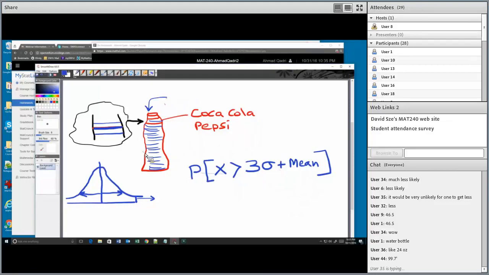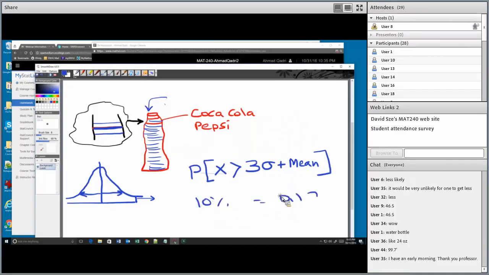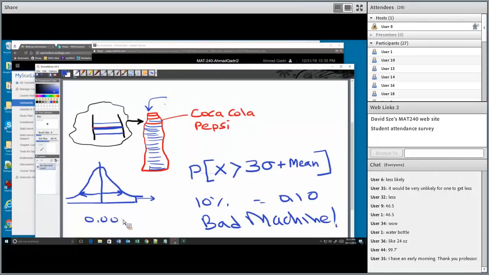You can use anything like StatCrunch to calculate the probability that that would happen. If that probability is like 10%, for example 0.10, bad machine, right? It should not be that high. It should be almost like the answer we calculated, 0.0003 or something. The probability of overfilling is very, very small.